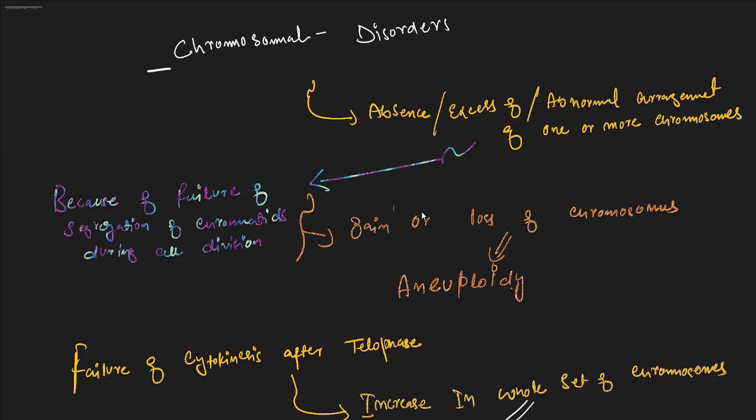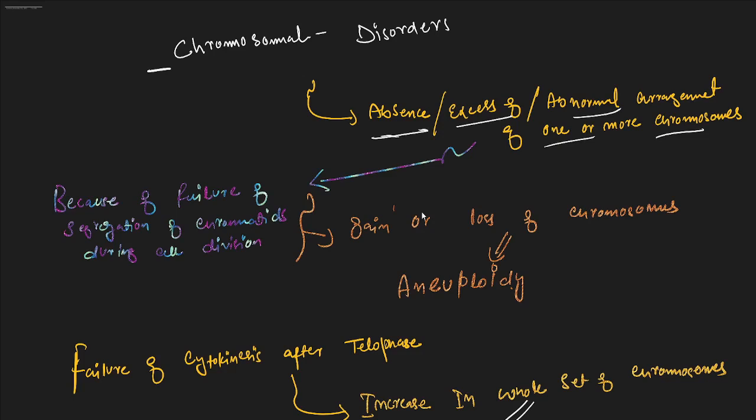And according to the NCERT Class 12, what are chromosomal disorders? First of all, let's discuss that. Chromosomal disorders are those disorders that occur due to absence, excess of, or the abnormal arrangement of one or more chromosomes. That means in an organism, for example, let's take the example of a human being.